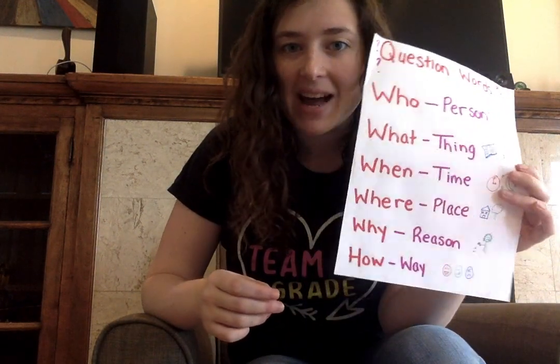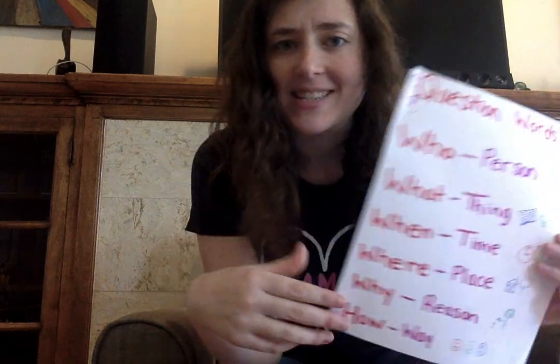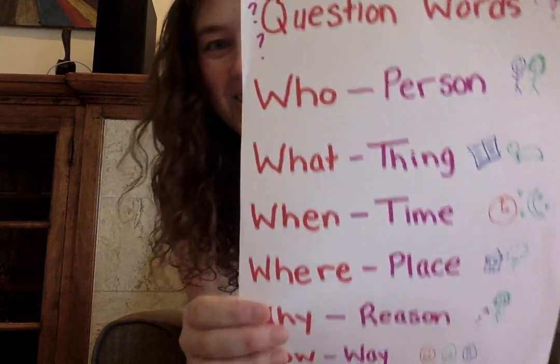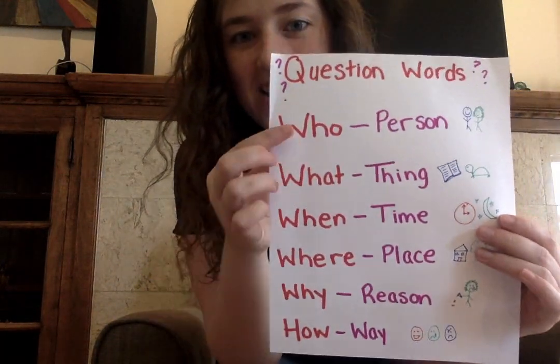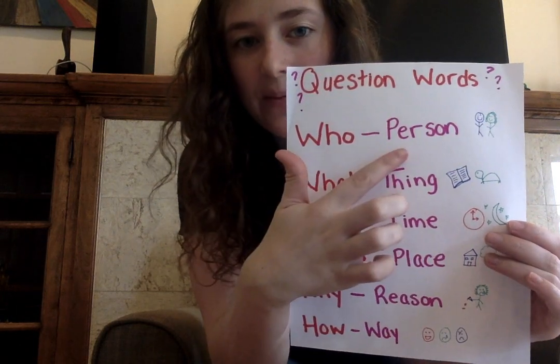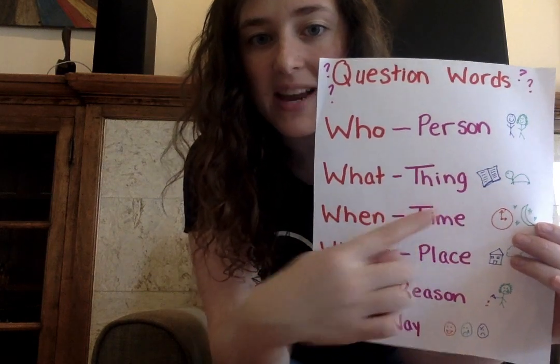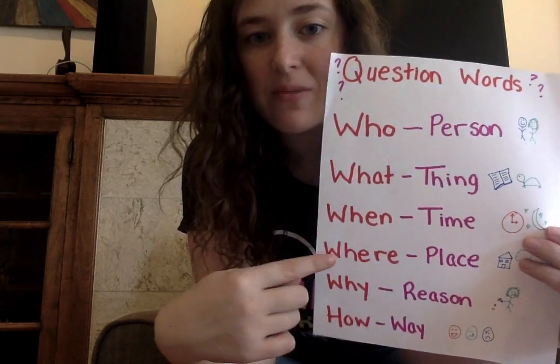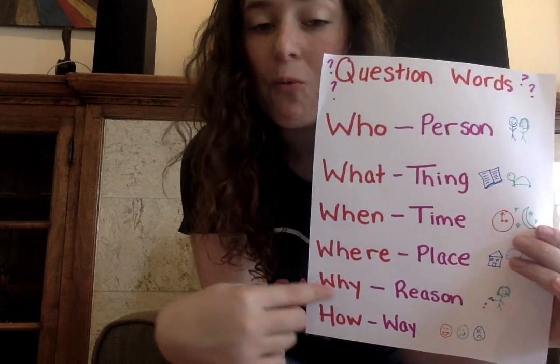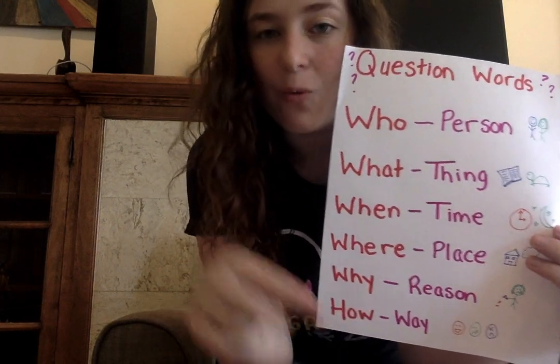So, when I answer questions, I've got three main thinking steps that I need to do. My first thinking step is figuring out what the question is asking me. And that's when I look at my handy dandy, beautiful, artistic question words anchor chart. So, taking a look at this, I know that when I'm asking a who question, I need to answer with a person. If the question's asking me what, I answer with a thing. When, I answer with a time. Where, I answer with a place. Why, a reason. How, a way.